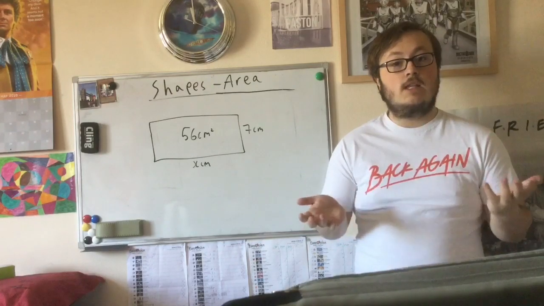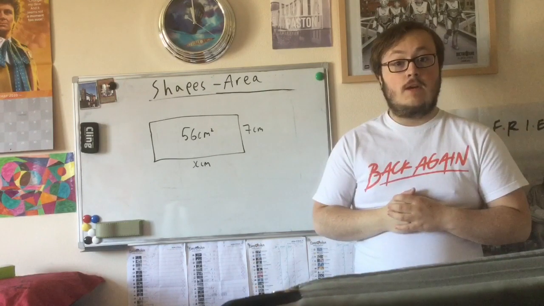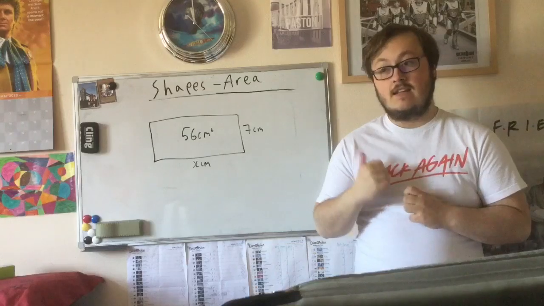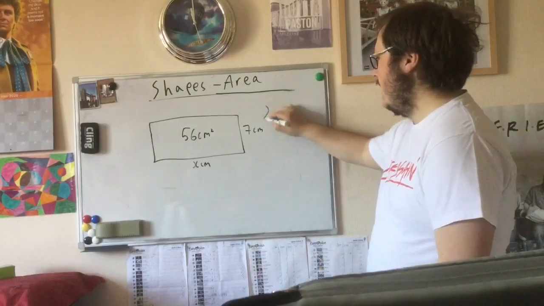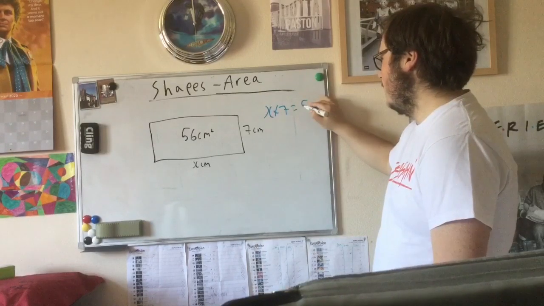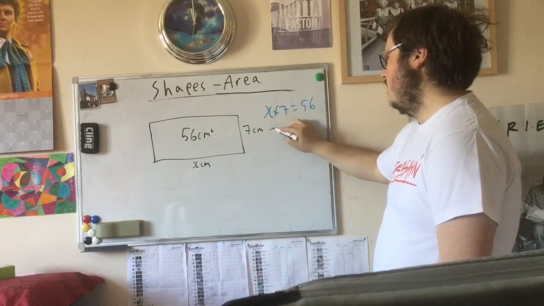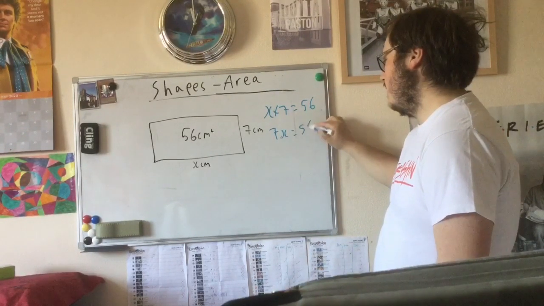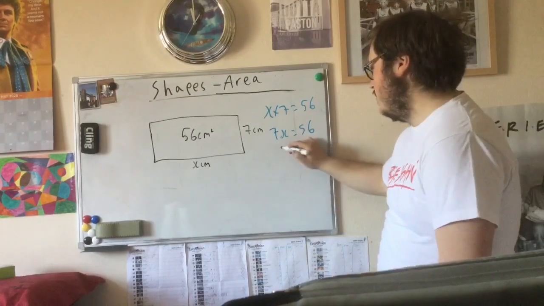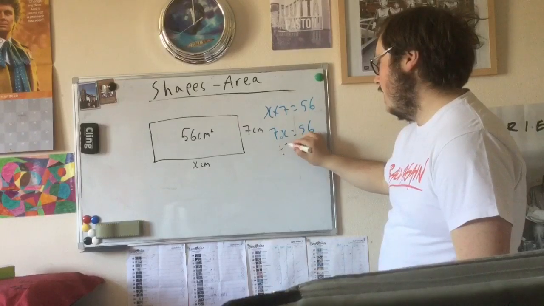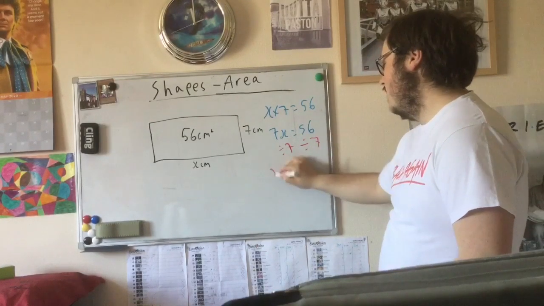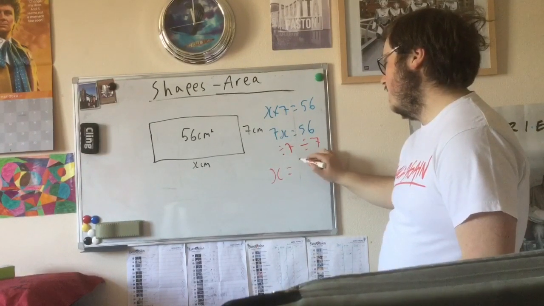So how do I find the missing side? Well, we know that the base multiplied by the height gets you 56. So let's write this so it's a bit easier to follow. x times 7 equals 56. So 7x equals 56. How do I tidy up to find x? You do some balancing. So that means we're going to be dividing by 7 on both sides. So our missing side, x, equals 8.